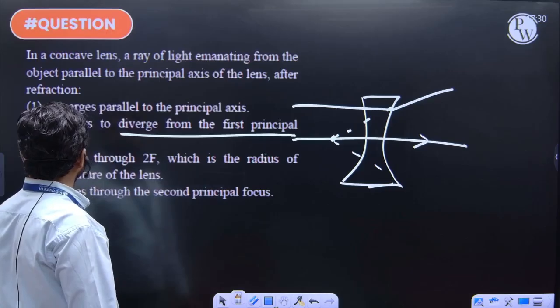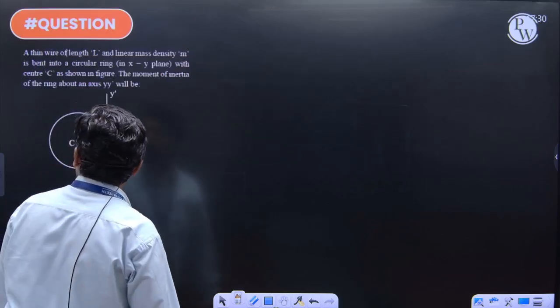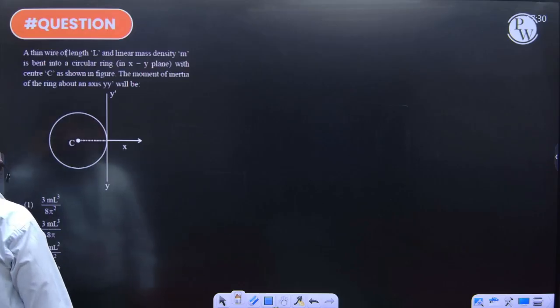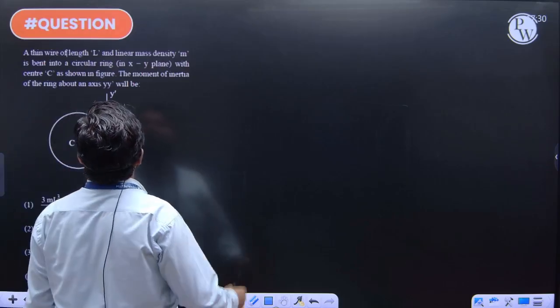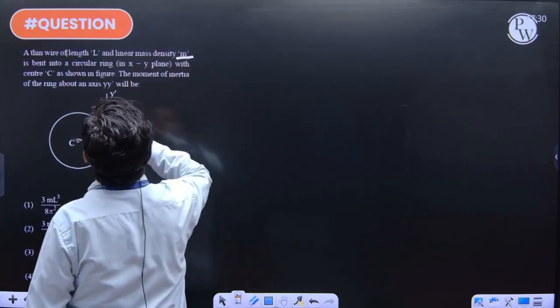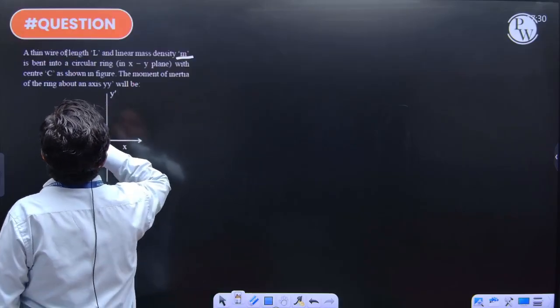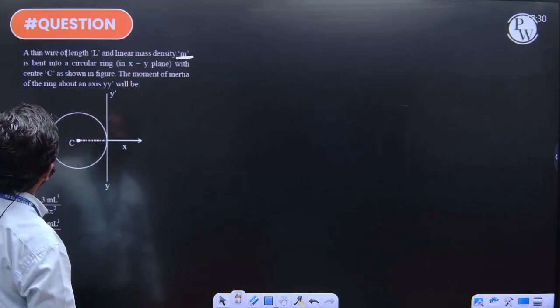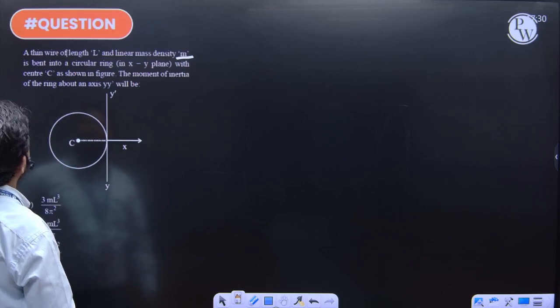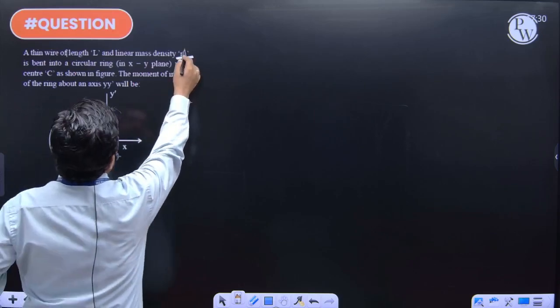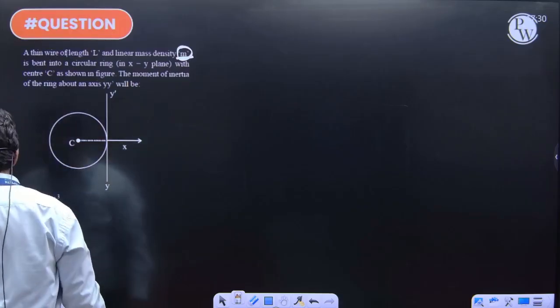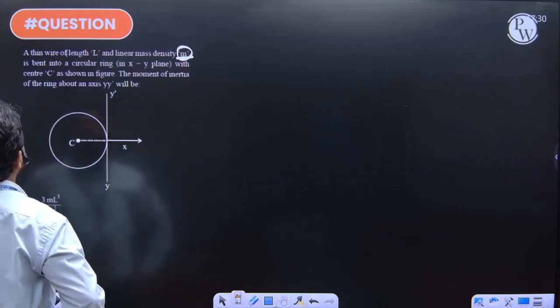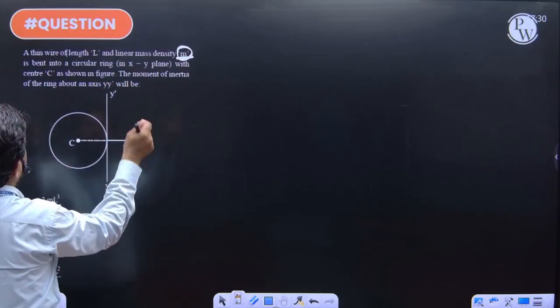Clear? Next. Okay, this question. A thin wire of length L and linear mass density M. Let us assume linear mass density is M, is bent into a circular ring. We are bending a wire in the form of a circular ring.